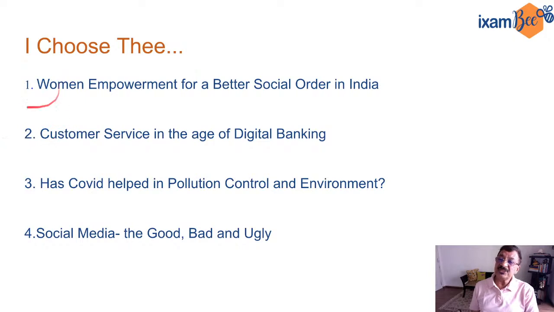So now let's go back to topic number one, women empowerment and a better social order. When you say better social order, it's talking of a social order which is better than what exists today. So it becomes comparative in nature. And it also says India. Now, sometimes the essay could be women empowerment for a better social order, full stop. There is no India. So please notice, please place your essay in the context in which it is being asked for. That is very critical.